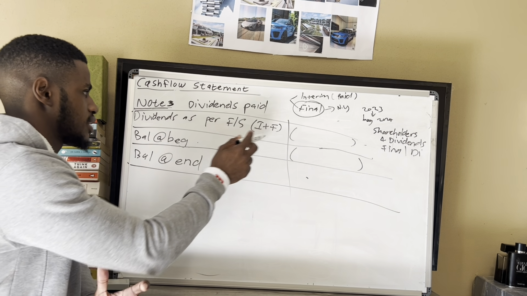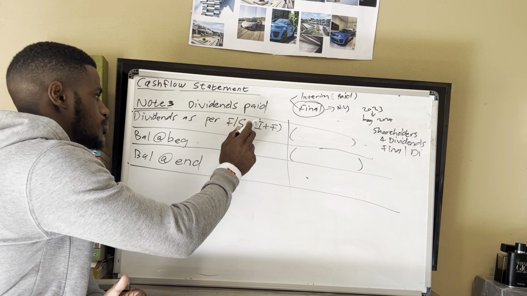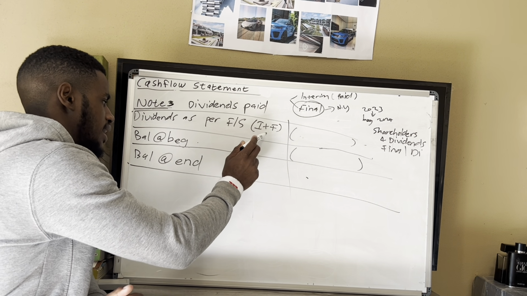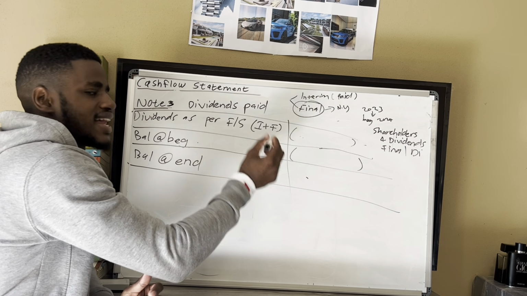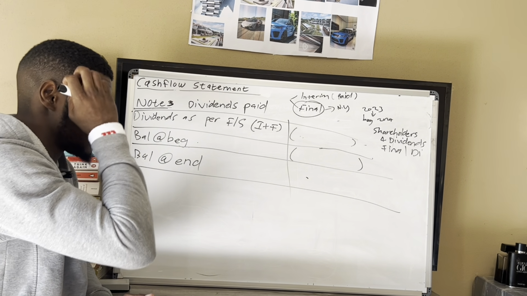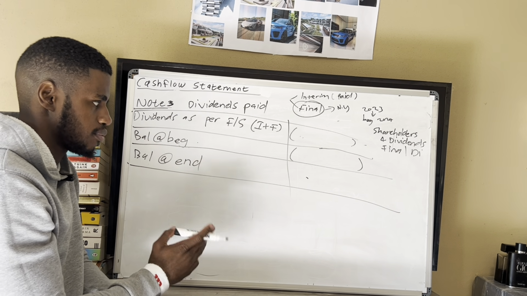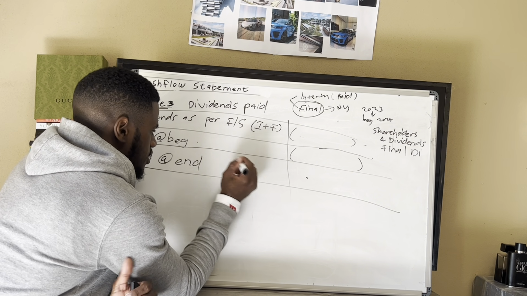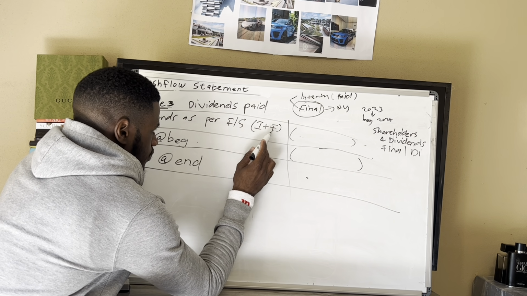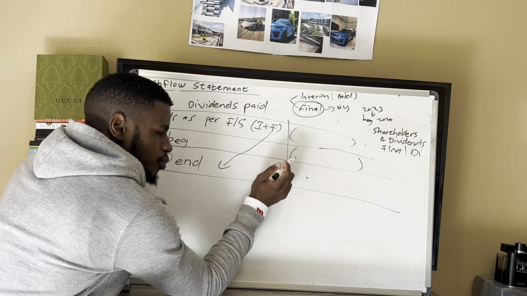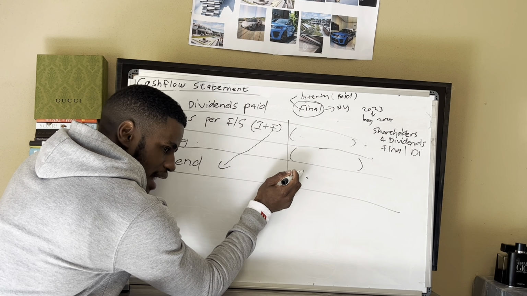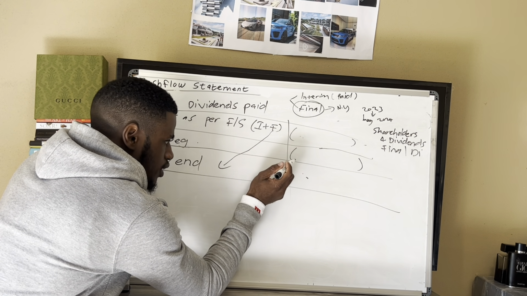So the structure is like this. This will be in brackets. You put your interim and your final together, and it's going to be here. Balance at the beginning is last year's final dividends, which will only be paid at the beginning of this year, in brackets. Balance at the end is the final dividends for this year, but we won't be putting it in brackets because we won't be paying this amount.